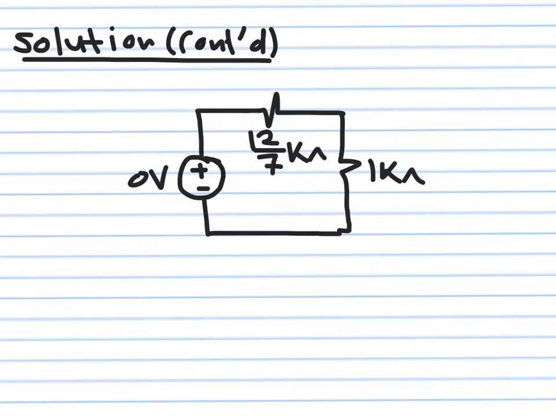So I could have stopped after I learned that V Thevenin is equal to 0, because if V Thevenin is equal to 0, this means that the output voltage across the load is equal to 0. But I continued anyway to show you how to calculate the Thevenin resistance as well. Okay, so this is really how the circuit looks like. 0 voltage in series with 12 over 7 kilo ohm, in series with 1 kilo ohm, which is our load.